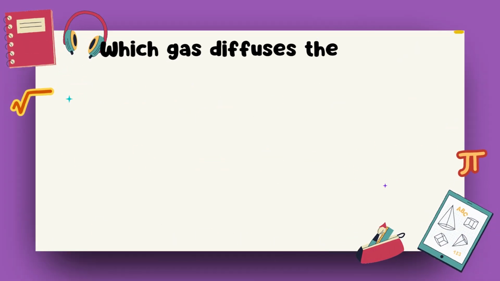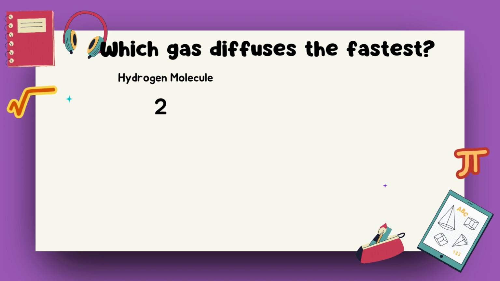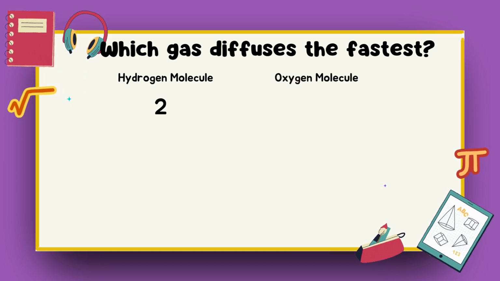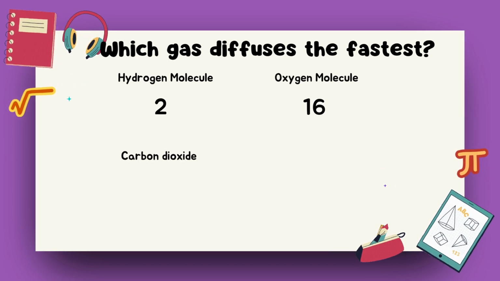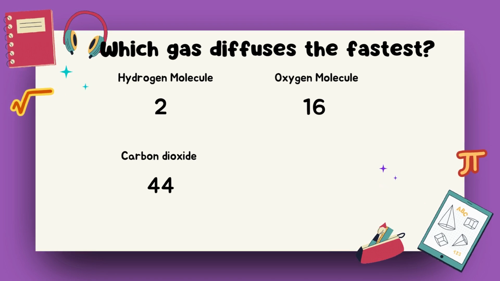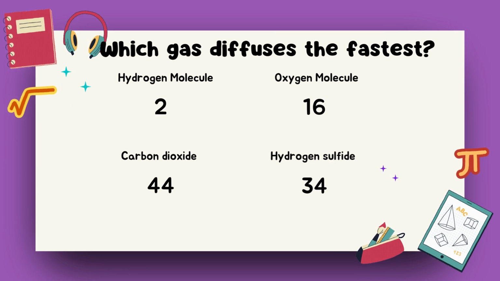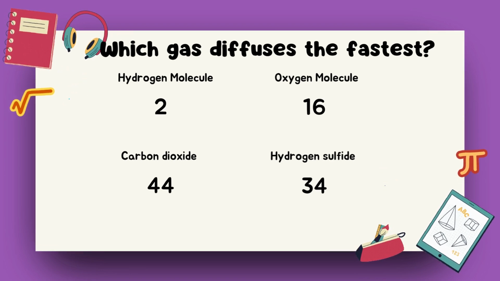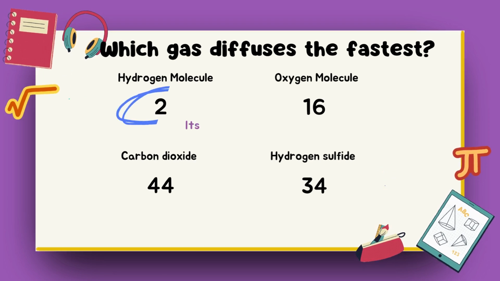Now, which gas diffuses the fastest? The lighter one will diffuse faster. So, which one is lighter? Hydrogen molecule has the mass of 2. Oxygen molecule has a mass of 32. Carbon dioxide 44. And hydrogen sulfide 34, as we just calculated in the previous slide. So, out of these 4, the gas which diffuses the fastest is hydrogen because it has the lightest mass.